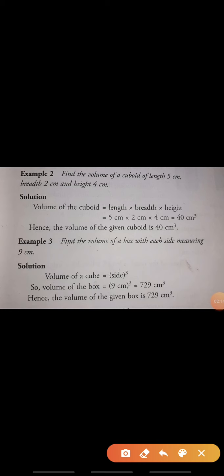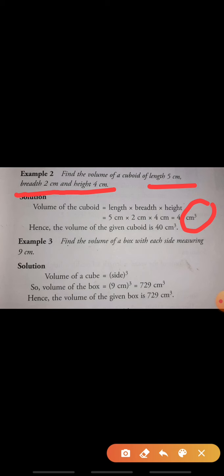Your first numerical is: find the volume of a cuboid of length 5 centimeter, breadth 2 centimeter, and height 4 centimeter. As you all know, the volume of a cuboid is length into breadth into height. So what is your length? Your length is 5 centimeter, breadth is 2 centimeter, and height is 4 centimeter. So you will multiply these three numbers. 5 2s are 10 and 10 4s are 40. So 40 centimeter cube or 40 cubic centimeter.